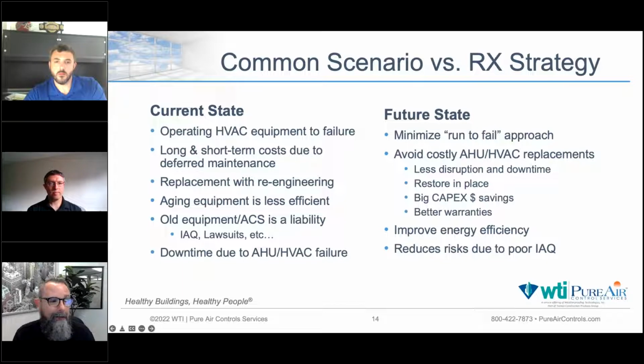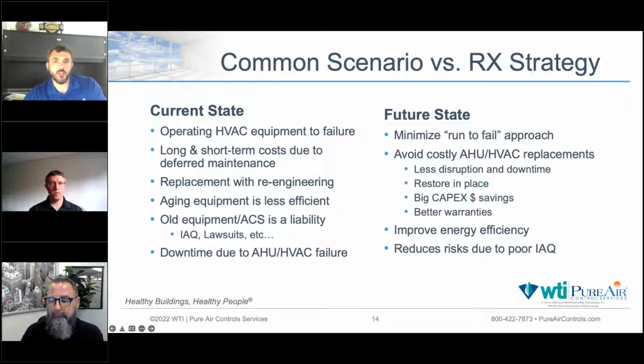And I think a lot of this, Frank, you were just talking about, but now we're starting to get into pros and cons of where you're at. So maybe you can transition us from this common scenario to a prescriptive strategy, and then we can quickly touch on some of the prescriptive solutions that are available to include in these plans.